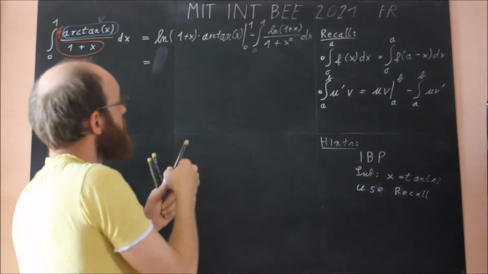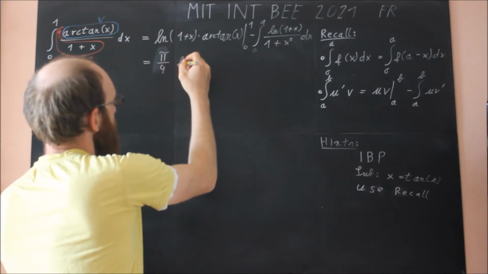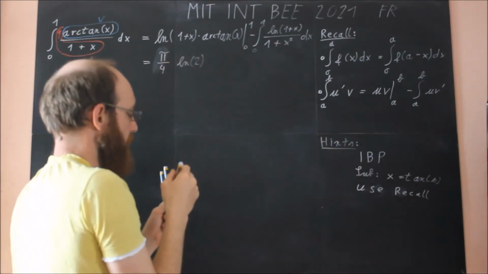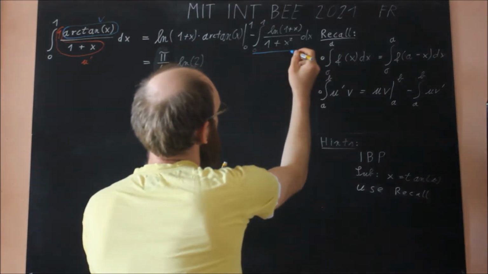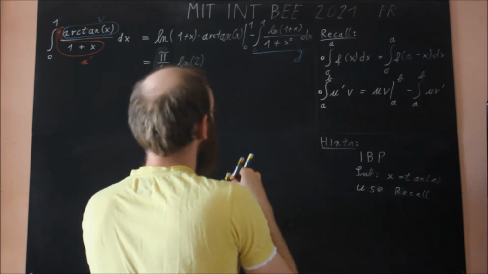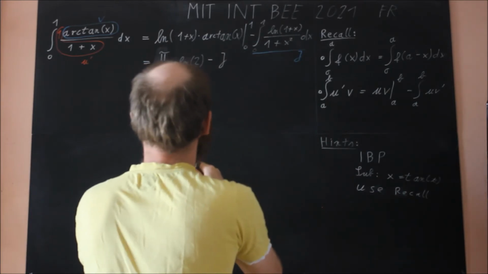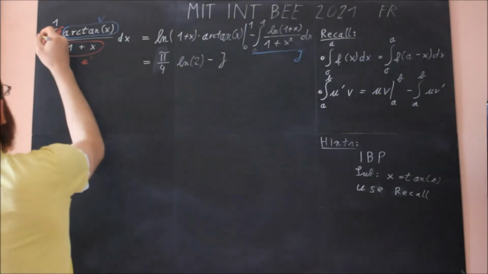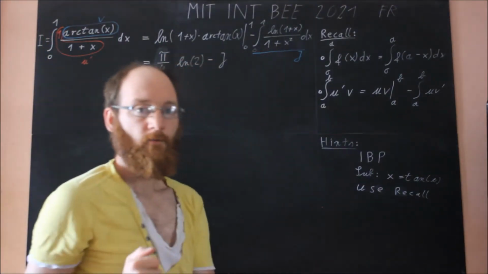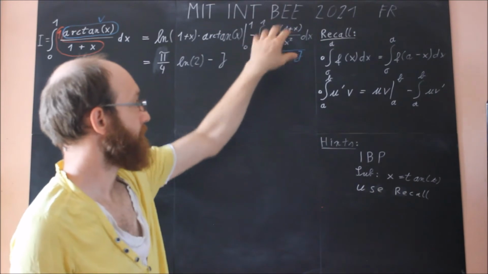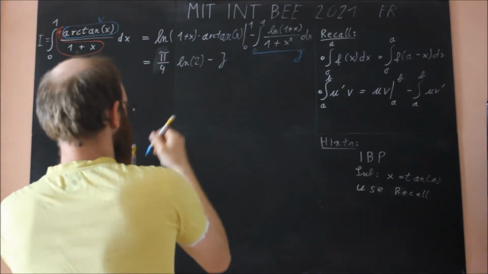If we evaluate this one, we get pi over 4 times the natural log of 2. Alright? And the second integral, I call this j, so minus j. And this maybe I call I. And now we can take care of the second integral. So let's see.